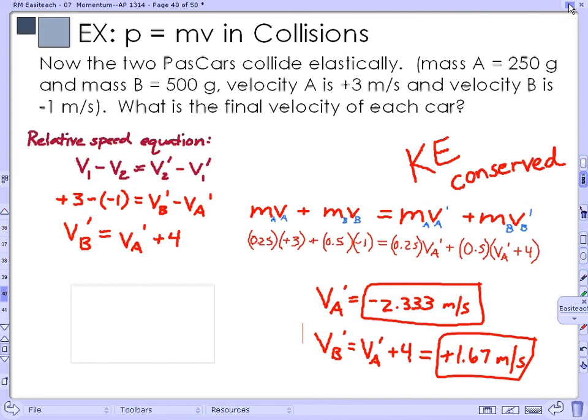So that's one way to prove to yourself that all this relative speed stuff really does come from the law of conservation, not the law of conservation of energy, but the fact that in elastic collisions, kinetic energy is conserved.